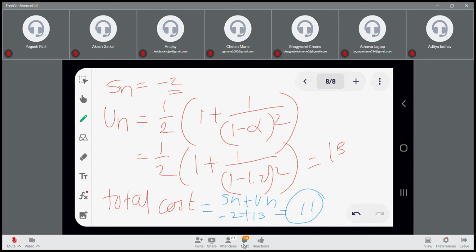If you don't have any doubts, let's go for the next example. Can I give the next example? Yes, ma'am. Okay. I will give you the screenshot. Let's wait.